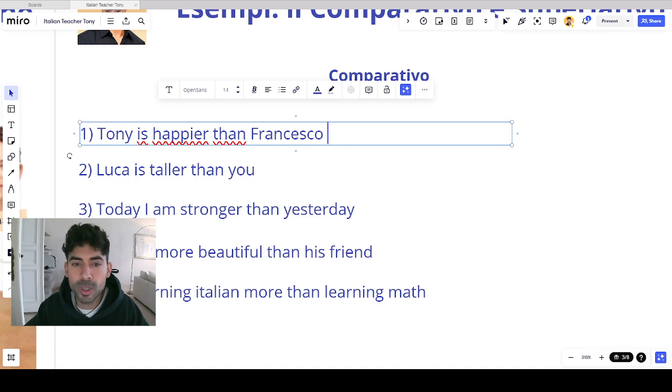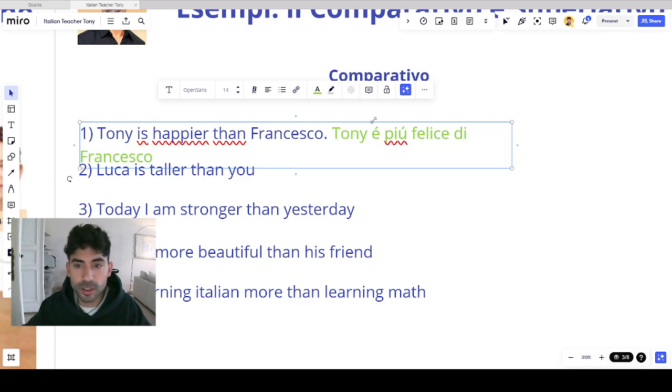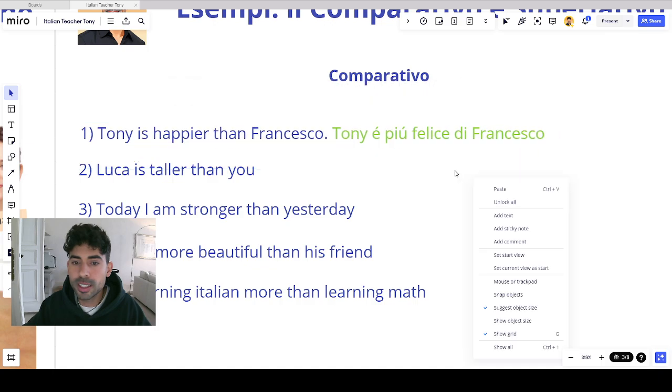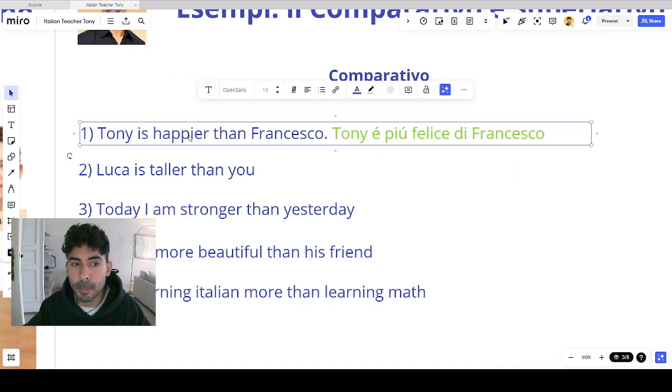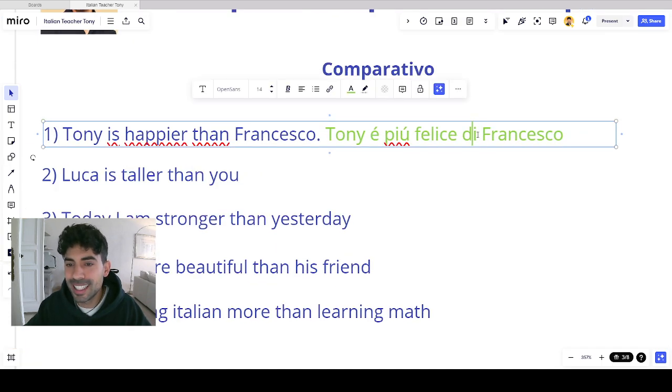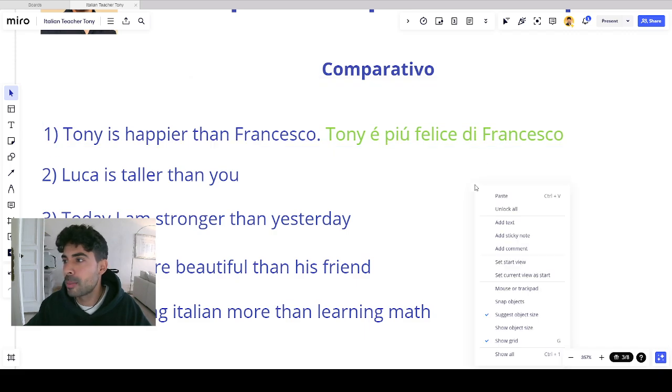In this case, we will be using the simple di. And the translation in Italian would be, let me take another color, verde. Tony è più felice di Francesco. Notice that I use più because it's "more," or "happier," the equivalent, and then I used di because Francesco is the noun of a person.